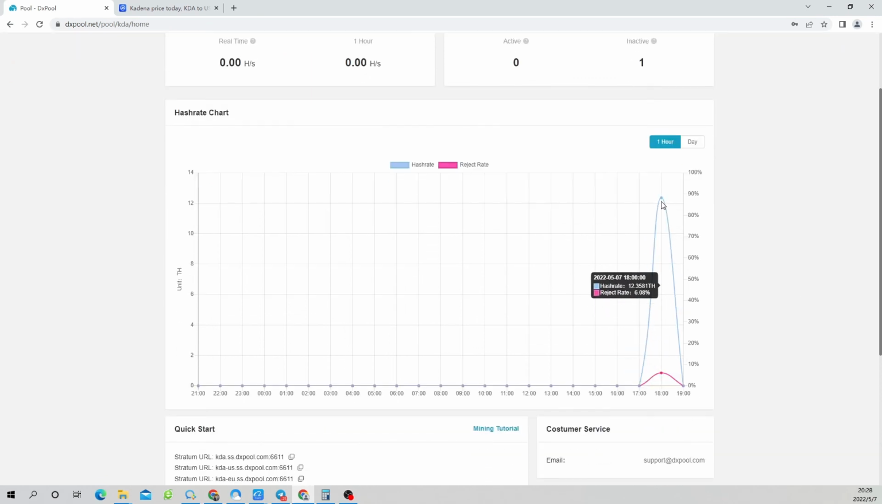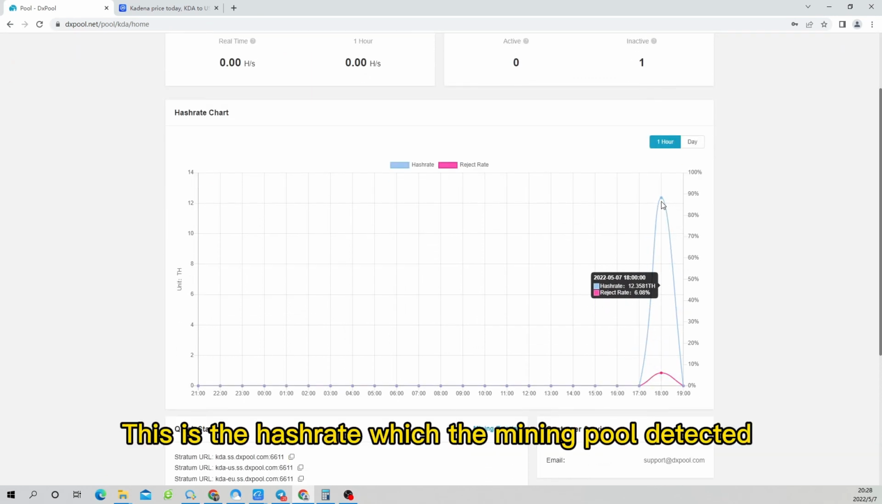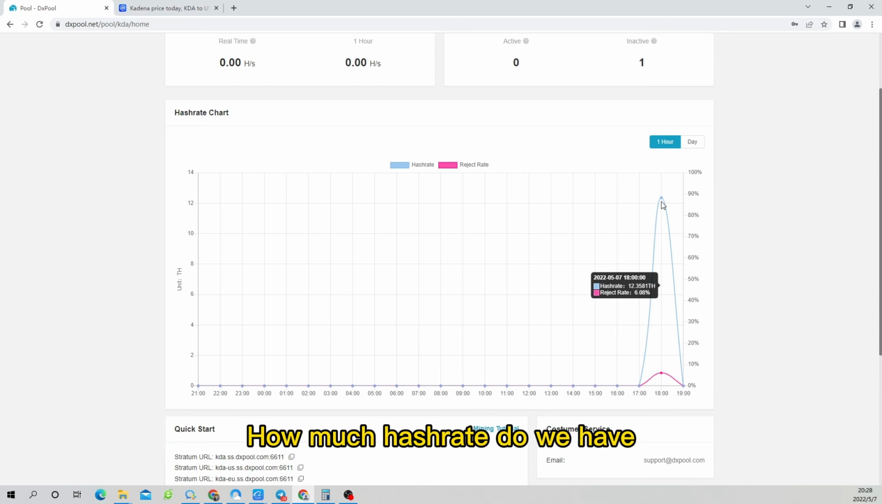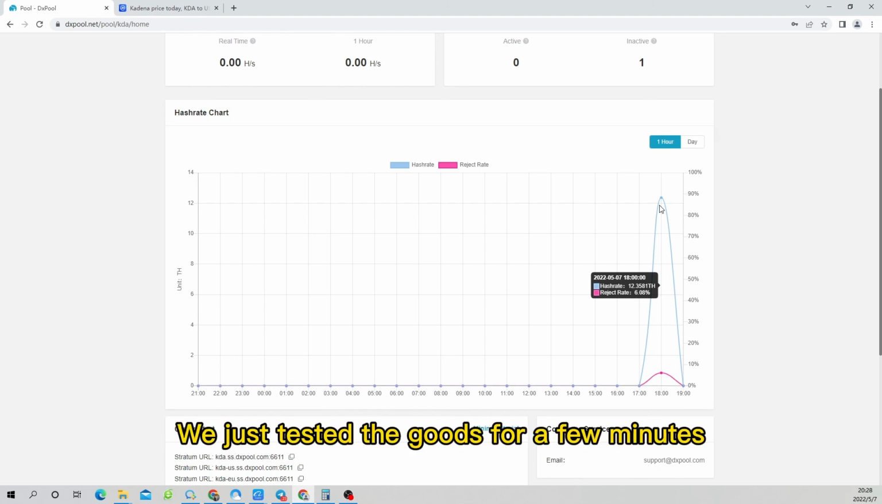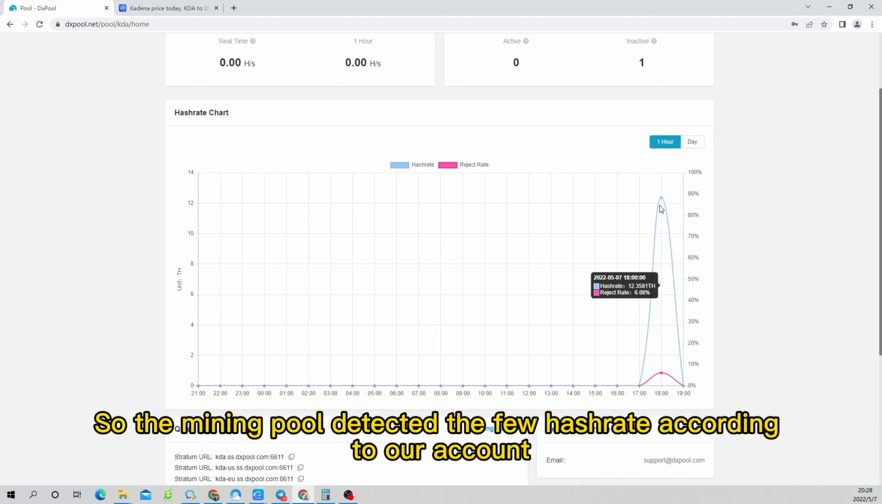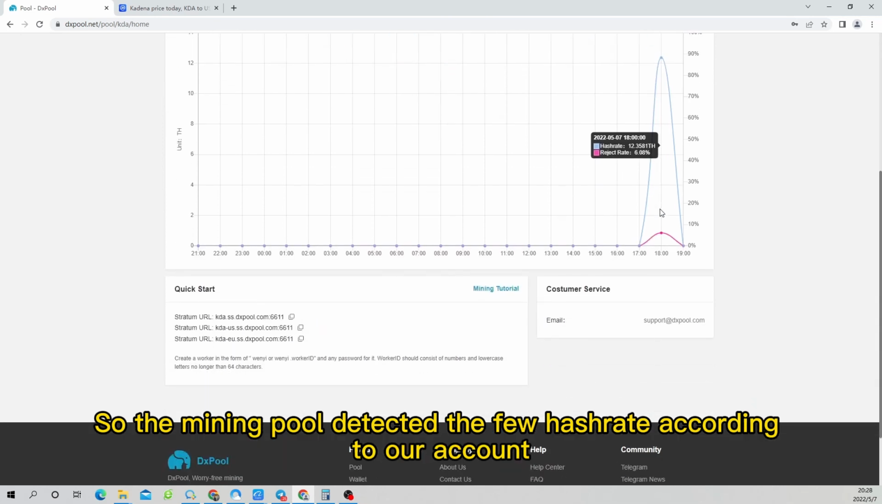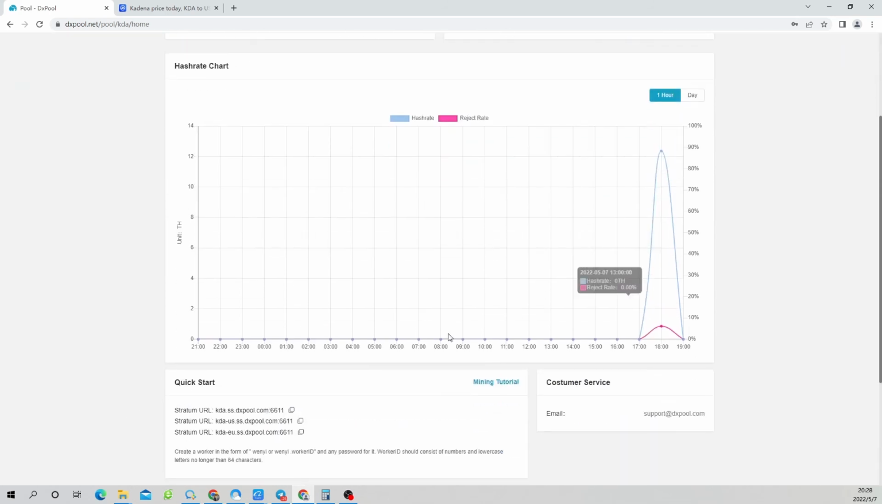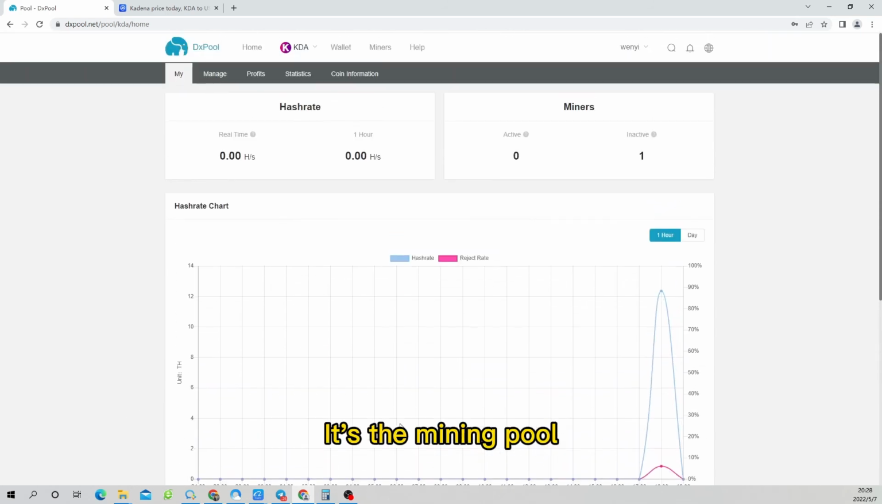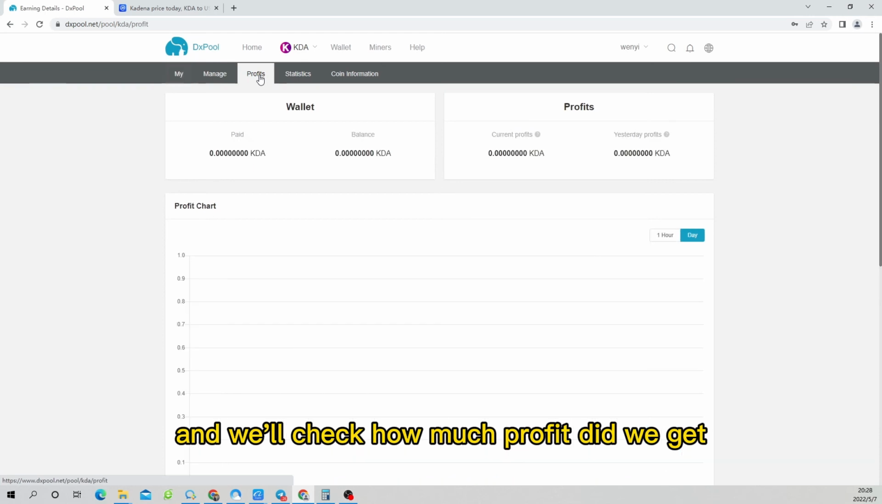This is the hash rate which the mining pool detected. How much hash rate do we have? They detected 12. Because we just tested the goods for a few minutes, the mining pool just detected a few hash rates according to our account. This is the mining pool, and we check how much profit we get.